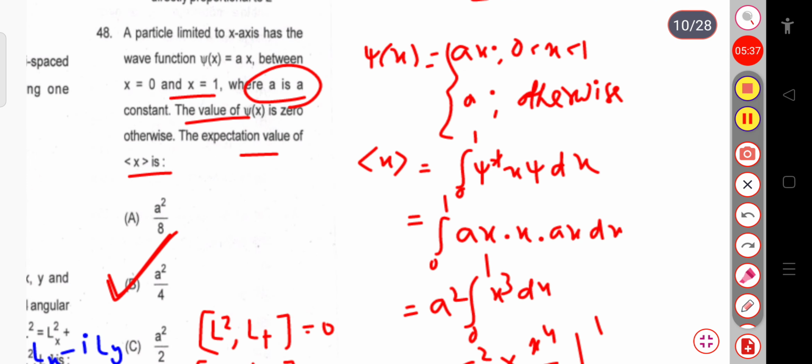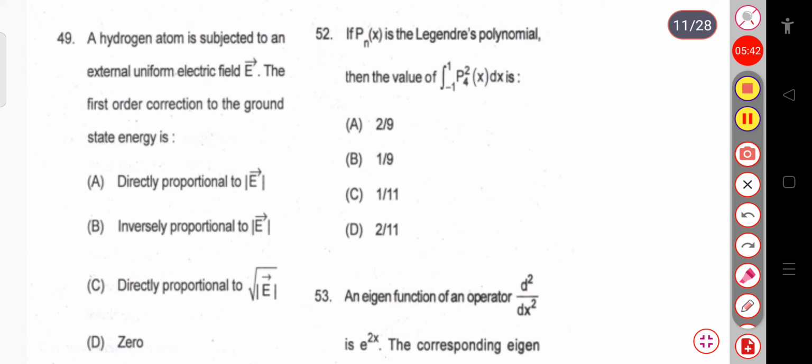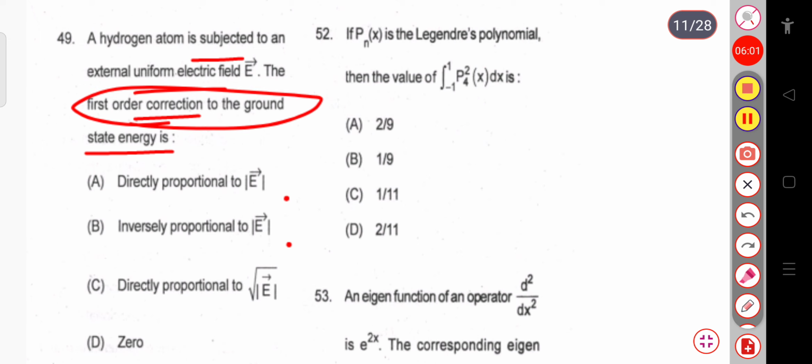Okay, now let us see the next question, question number 49. A hydrogen atom is subjected to an external uniform electric field E. The first order correction to the ground state energy is directly proportional to E, or inversely proportional to E, or directly proportional to root over E, or it is 0. And you know, the first order correction to the ground state energy for the hydrogen atom is always 0. So the right answer will be 0. That is, for the hydrogen atom subjected to an external uniform electric field, the first order correction term to the ground state energy will be 0.